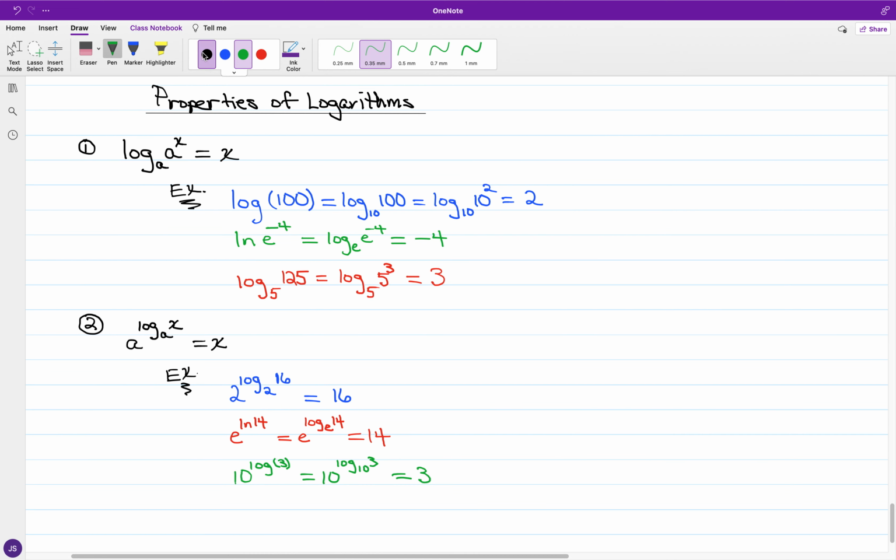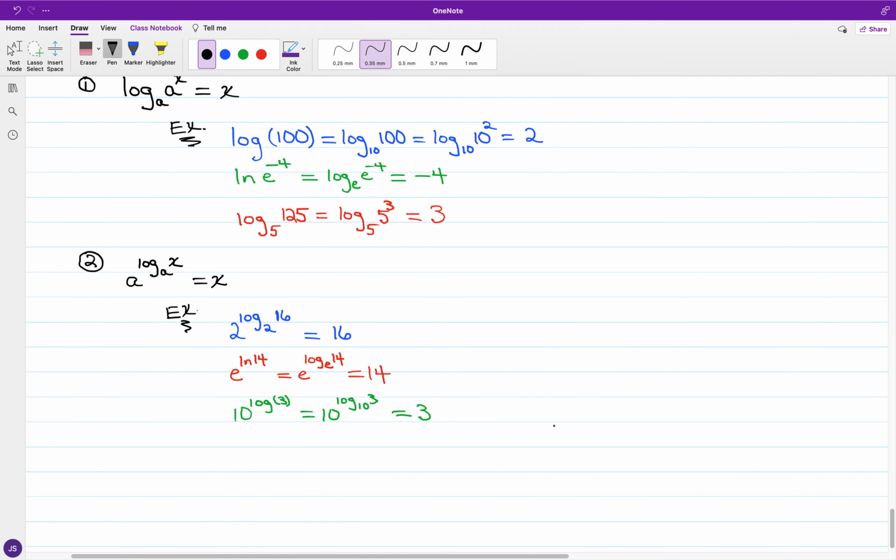Now, in terms of numbers, I had mentioned from the start, chances are you're not going to have a base 3 logarithm in your calculator. You might have just the natural and base 10 logarithms. And for the next property, you're going to have what's referred to as the change of base formula.